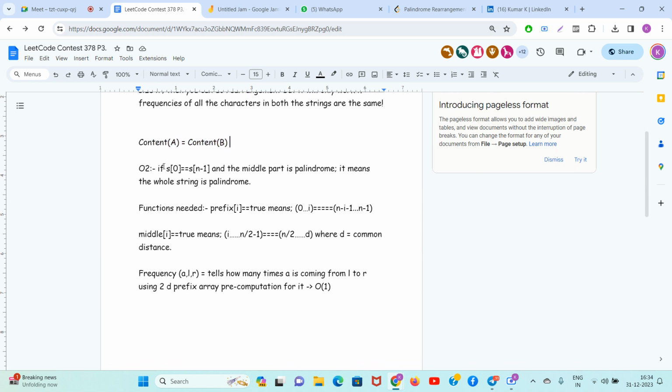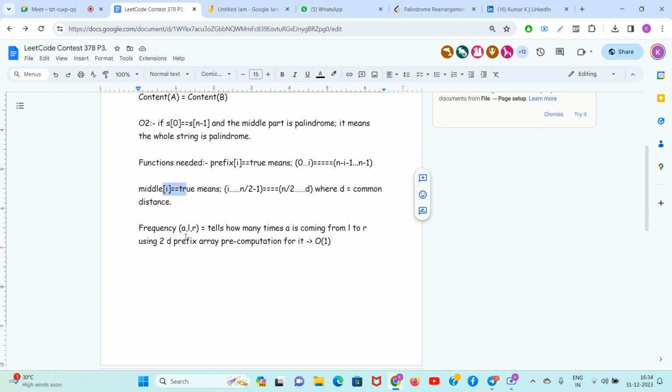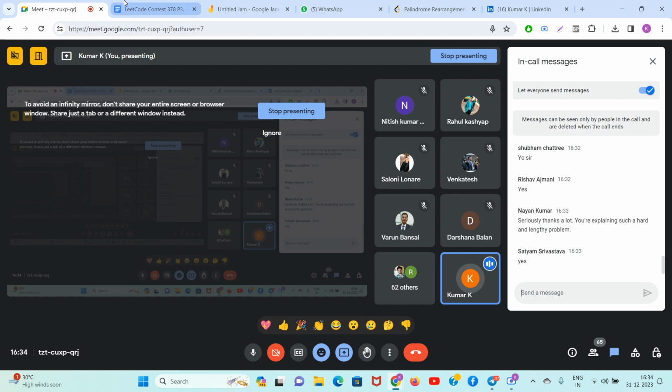Guys, you should always know that if the first character is equal to the last character and the middle part is a palindrome, then the whole string is a palindrome. For this, we have these two functions. Prefix of I is true means the first I characters are matching the last I characters. Middle of I is true means that the string from I character till n by 2 and then from n by 2 till the distance, if all of that forms a palindrome, then middle of I is true. Frequency of A, L, R tells us how many times A is coming from index L to index R.